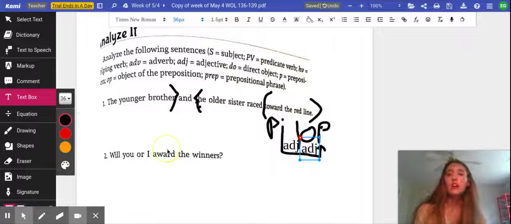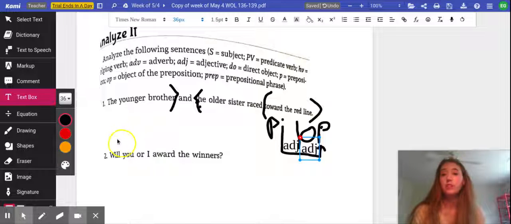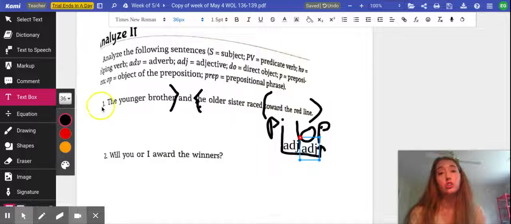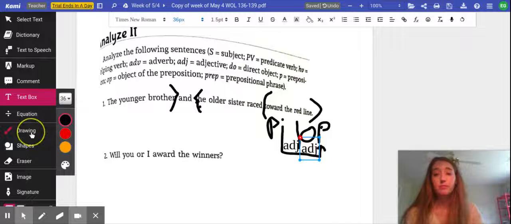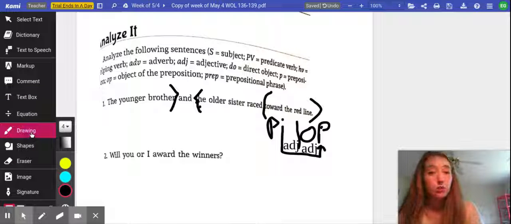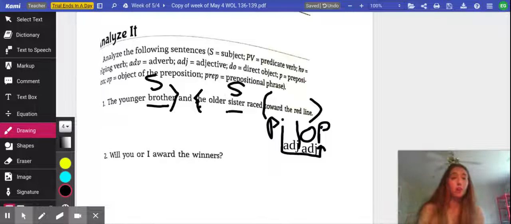Okay, now let's read it again and look for our subjects. The younger brother and the older sister raced toward the red line. Who raced toward the red line? Brother and sister. Brother and sister are both subjects because they are what the sentence is about.